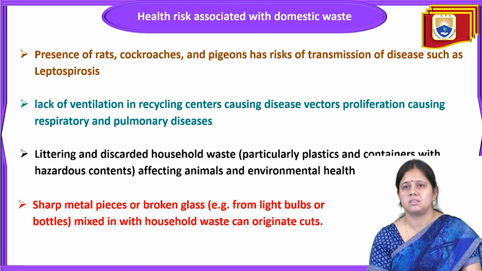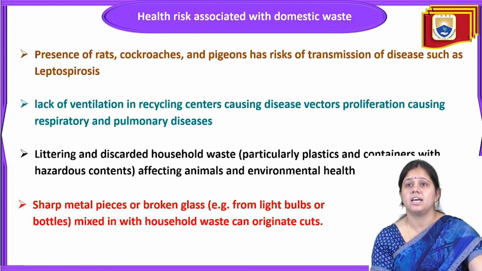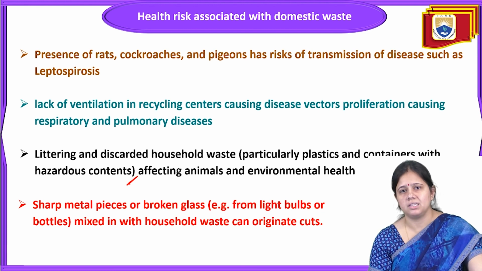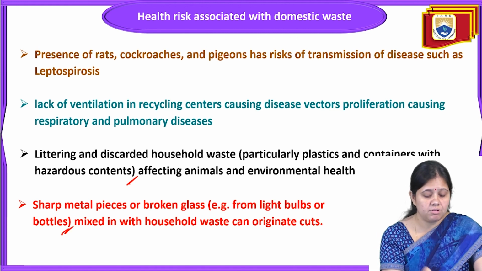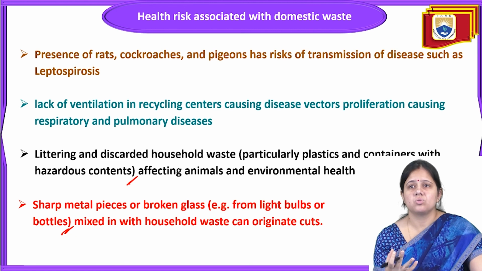Now next are the health risks associated with this domestic waste, because health risk is a very important part to discuss. Rats, cockroaches and pigeons are there, and they carry a great risk of transmission of diseases like leptospirosis. Lack of ventilation in recycling centers causes disease vector proliferation, and causes respiratory and pulmonary diseases for the workers working at waste recycling sites. Littering and discarded household waste, particularly plastic and containers with hazardous contents, affects animals and environmental health. Sharp metal pieces or broken glass, for example from light tubes or bottles, can be mixed with household waste and can cause cuts. So these are the basic health risks associated with domestic waste.